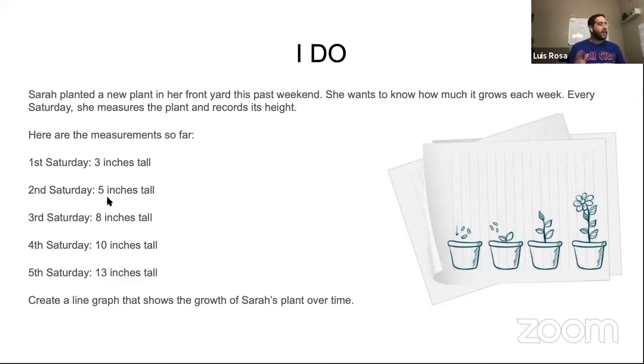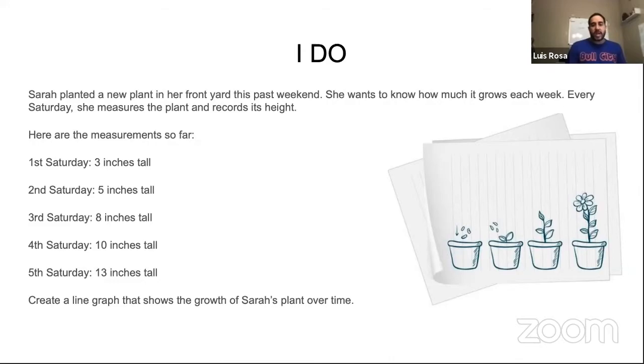On the first Saturday, she collected data of 3 inches tall. The second Saturday, she collected 5 inches tall. The third Saturday was 8 inches tall. And then the fourth Saturday was 10 inches tall. And then the fifth Saturday was 13 inches tall. Now you're going to create a line graph that shows the growth of Sarah's plant over time.